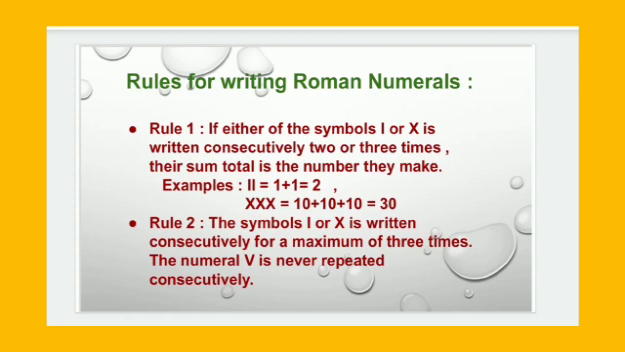Now we will see rules for writing Roman numerals. Rule number 1. If either of the symbols I or X is written consecutively, means in a continuous manner, 2 or 3 times, their sum total is the number they make. That means if we are using I or X 2 times or 3 times, that time we have to see the sum total. That means we have to do the addition. Let's see with the help of examples.